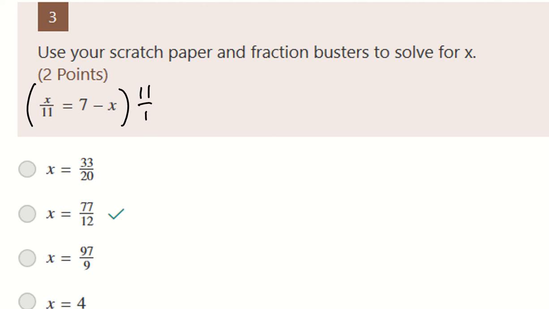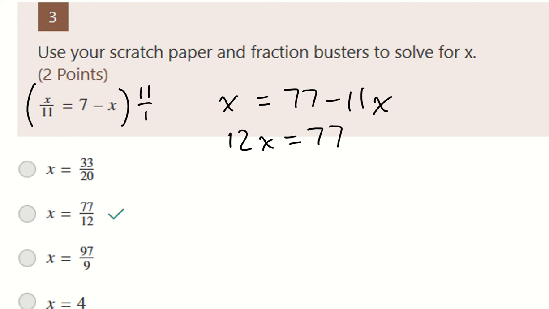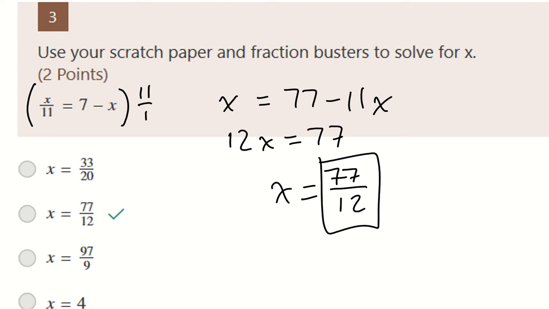Over on the left-hand side, when I multiply x over 11 times 11, I just get simply x. And then 7 times 11 is 77, and then that's minus 11x. I'm going to add 11x to both sides. That gives me that 12x is 77. Therefore, x is 77 divided by 12. So that's what the answer is, and it's great confirmation that it's there.